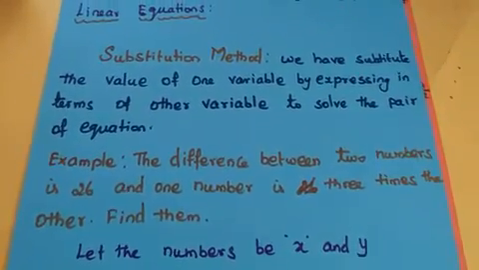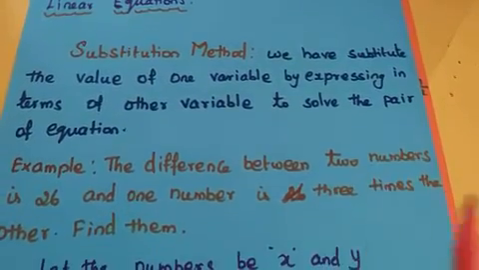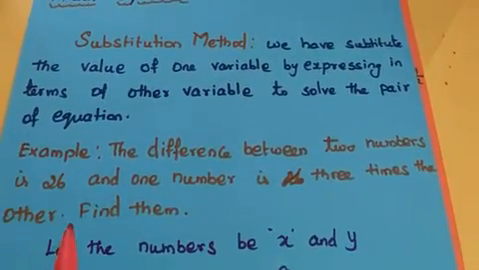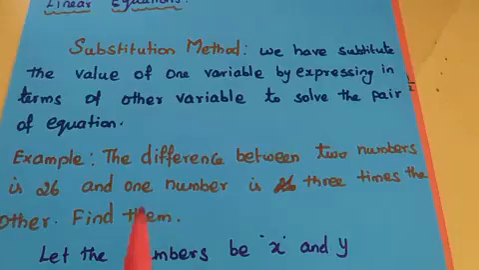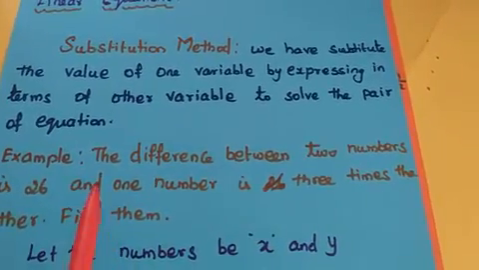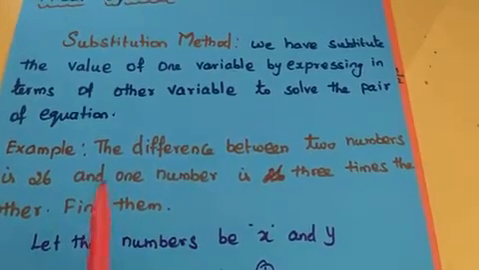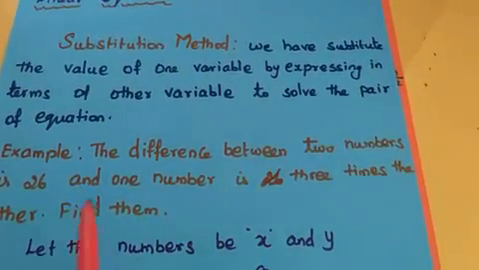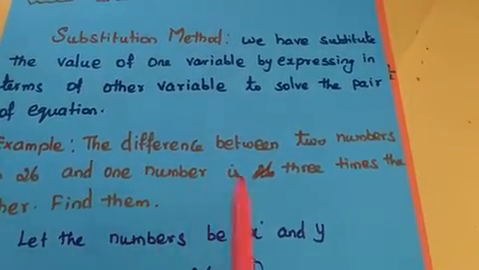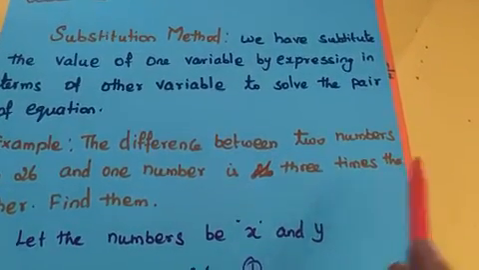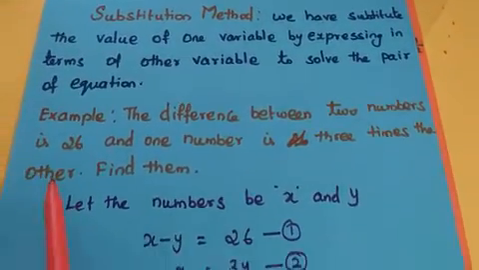The question is that the difference between two numbers is 26. Difference means you know that it is subtraction. Right? So the subtraction of two numbers is 26, and this is one condition. And the next condition is that one number is 3 times the other. That is the second condition.